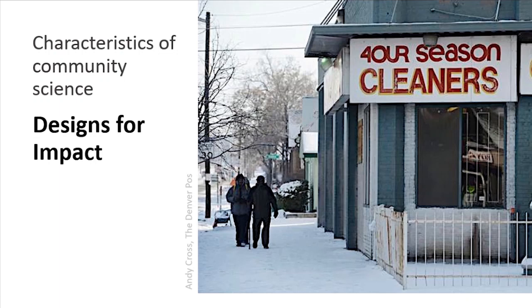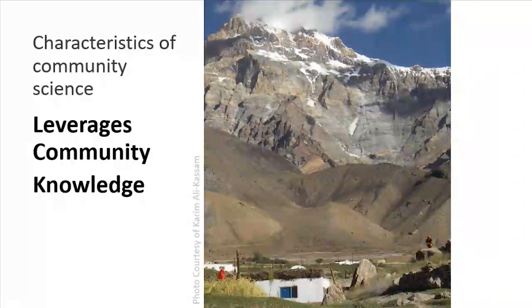And so, in addition to creating the map, there was work with city officials to expand a grant program so that homeowners could apply for grants to mitigate the results of pollution if they found it. That's a good example of what it means to design for impact. It isn't just about understanding, it's about enabling people to act on that understanding. Another important characteristic of community science is that it leverages community knowledge.